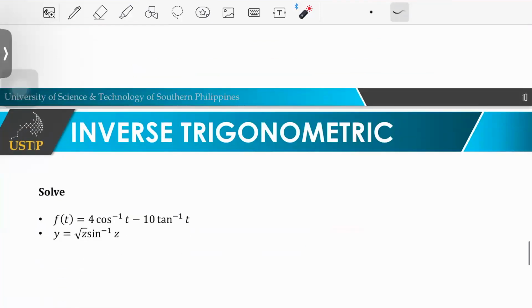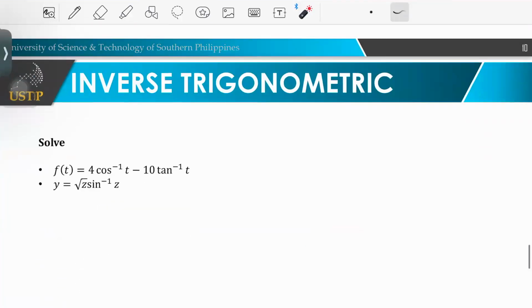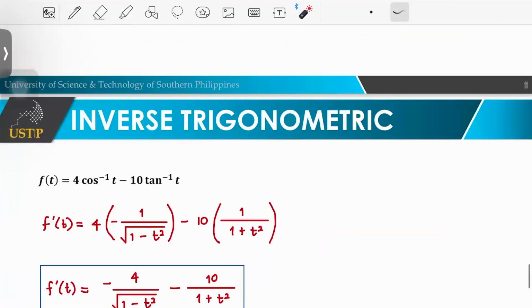Okay, let's go to inverse. Duha lang class just to emphasize on pag-differentiate, pero kabalo naman mo na again. So let's have f of t is equal to 4 inverse cosine of t minus 10 inverse tangent of t. So that would be f prime of t. Again, pareha na dyan siya tanan class. Ang rule niya, it's just that dapat makabalo ka sa iyahang derivative ani.